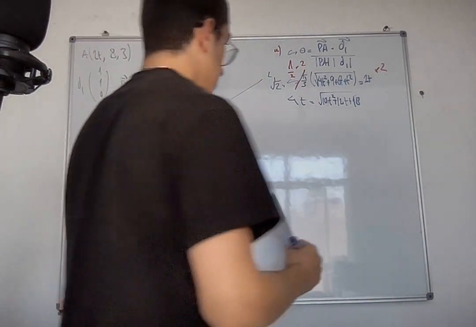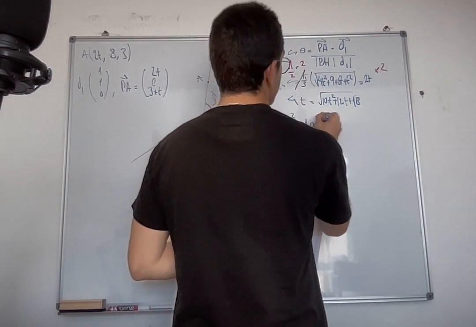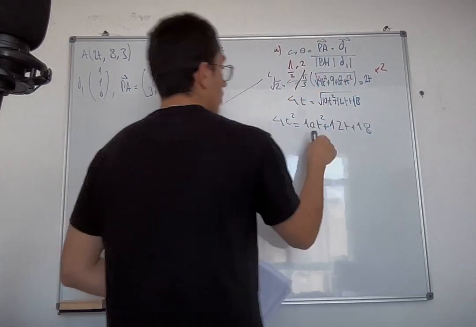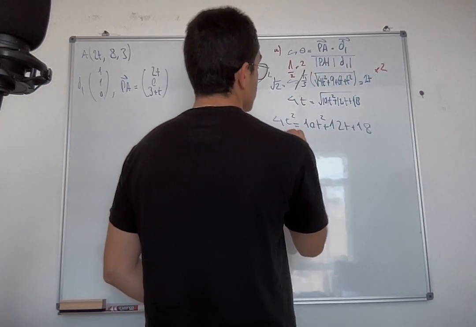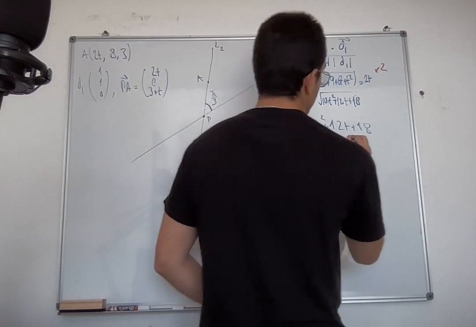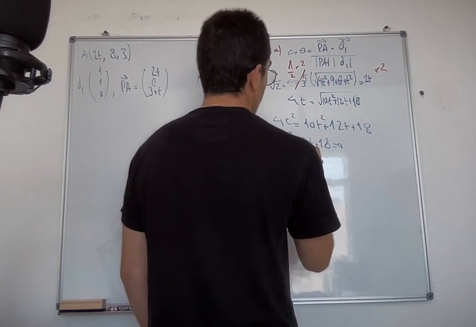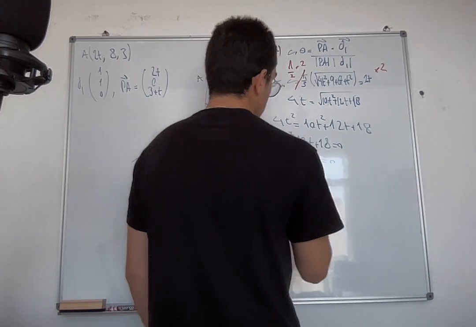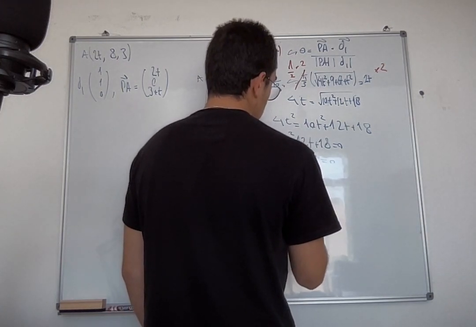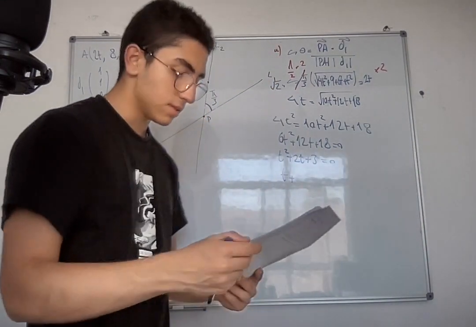Now we're asked to find the value of t. So we can square both sides. 4t squared is equal to 10t squared plus 12t plus 18. We'll be left with 6t squared plus 12t plus 18 equal to 0. I'll factor out the 6, so t squared plus 2t plus 3 equal to 0. Why is this happening? I don't know.